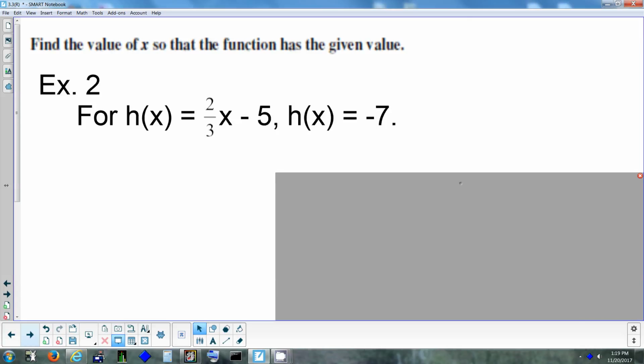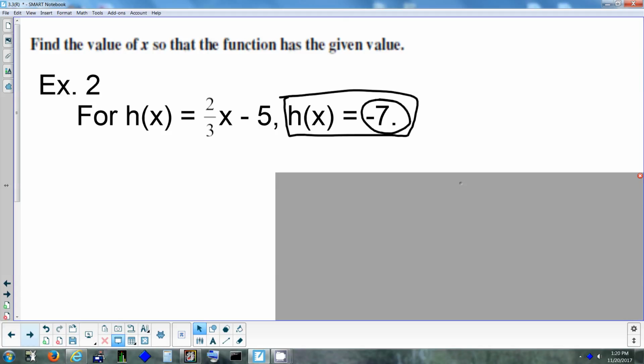And this is a little different than the last one. This is not an evaluate. This is more like solve. What's different about what they're giving me this time? Anyone see what's different? The equation has a fraction in it, but this is what I'm going to use to solve the problem. Oh, they're saying h of x equals something, not x equals. Exactly. Good job.